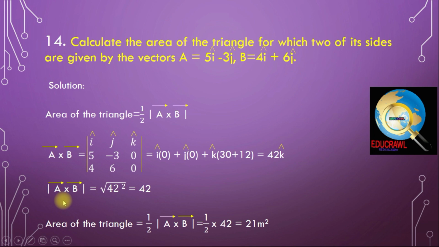So mod of A cross B, the modulus value, you know, is the square root of the component squared. The component is 42, so the square is 42 square, and we take the square root. The square root and square get cancelled. So mod of A cross B is equal to 42. Substitute in the area formula, which is half into mod of A cross B, which is half into 42, which is nothing but 21 meter square. So the area of the triangle is 21 meter square.